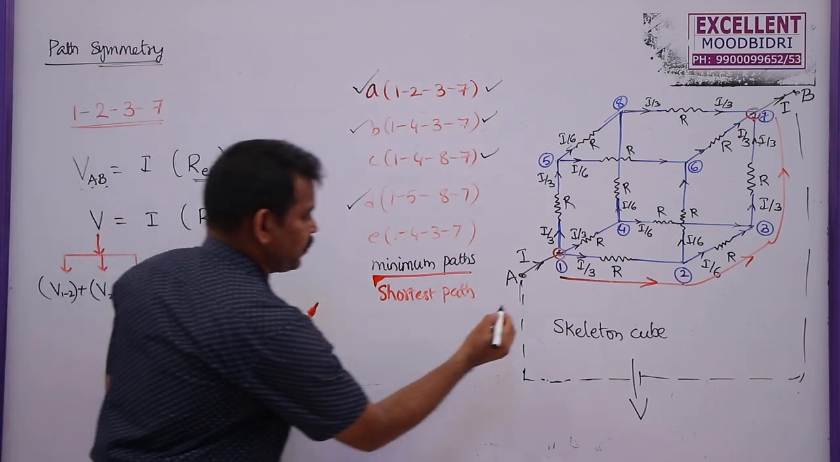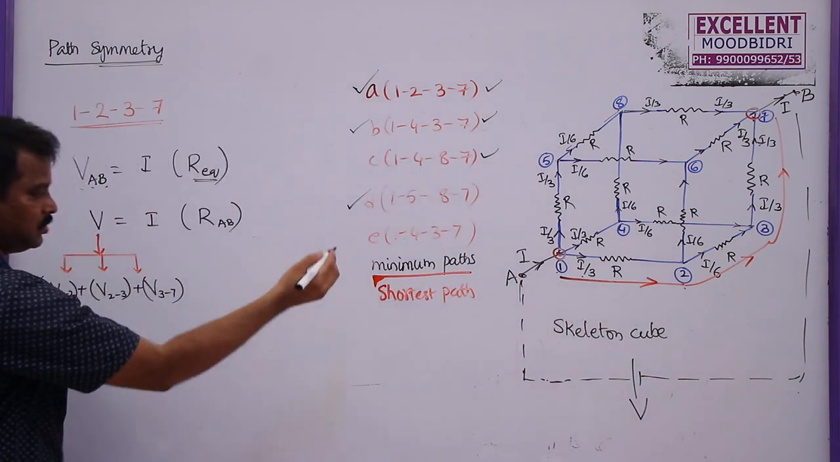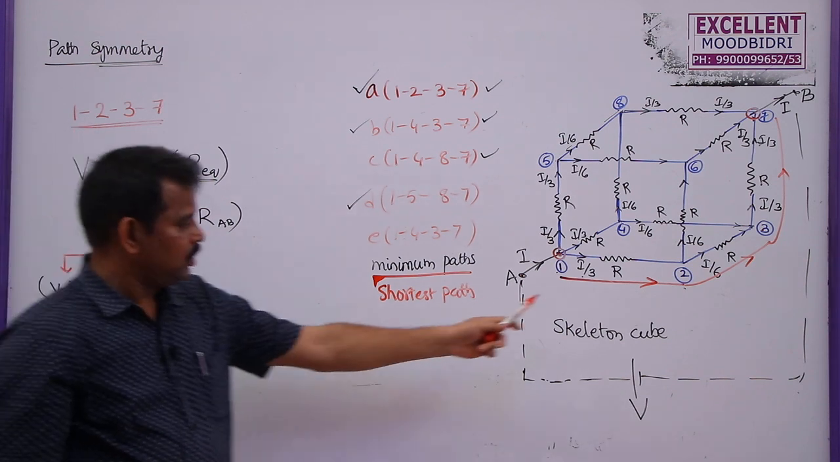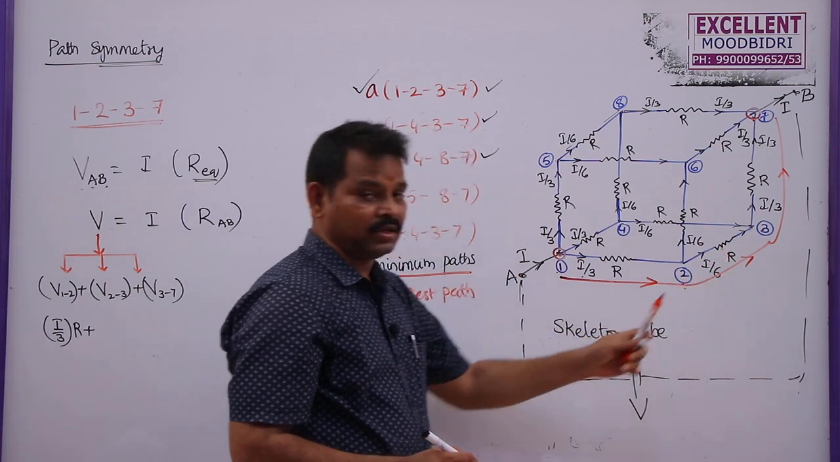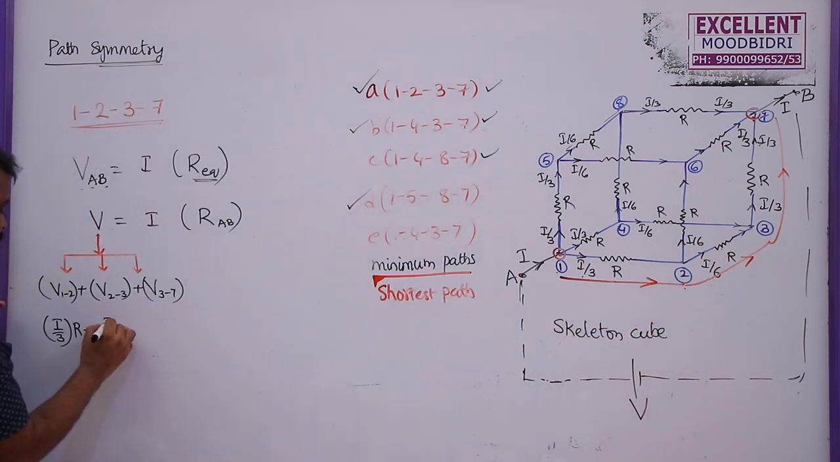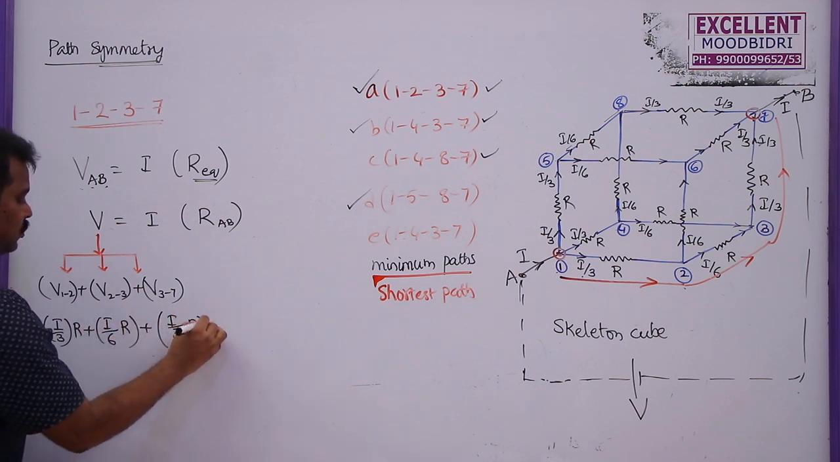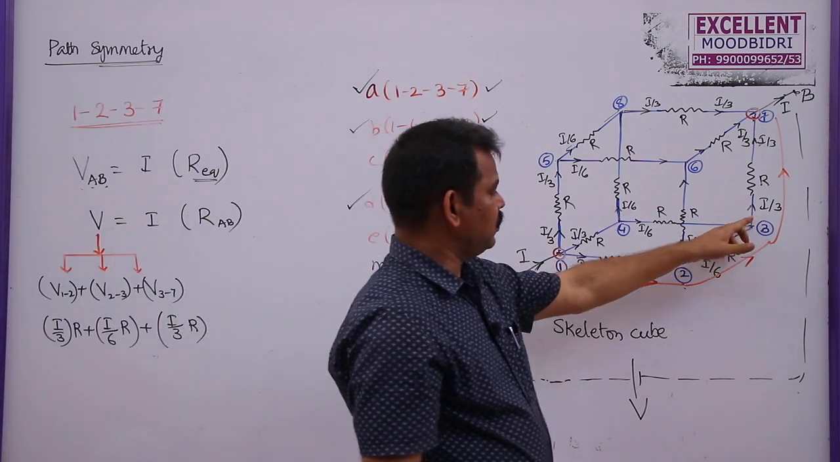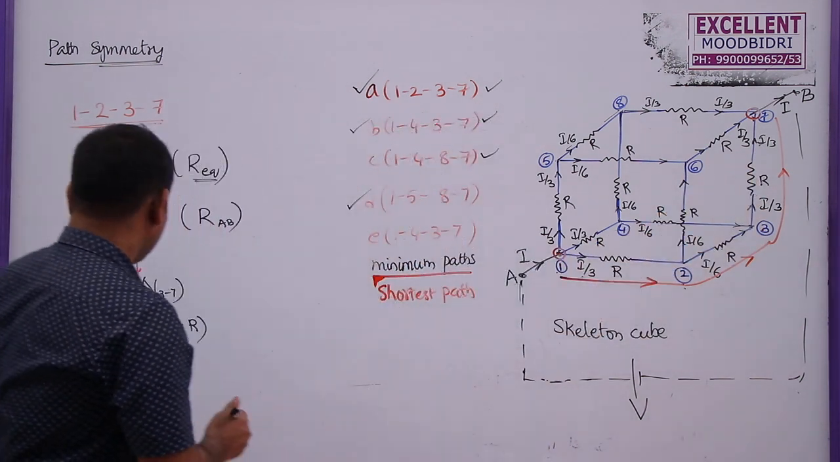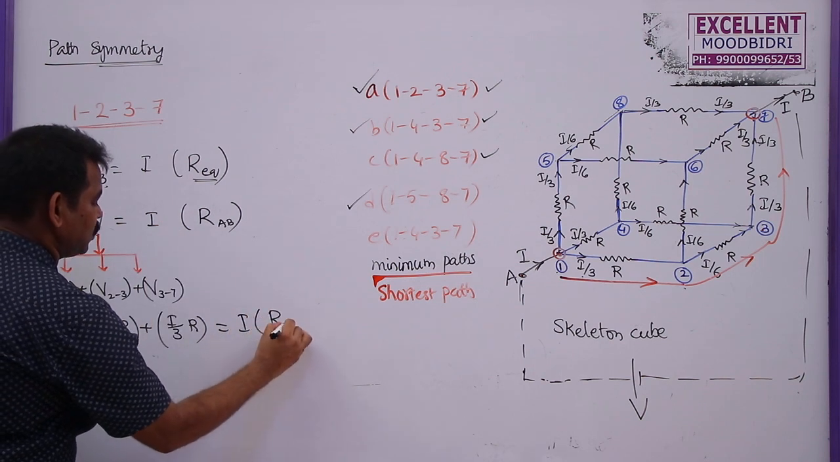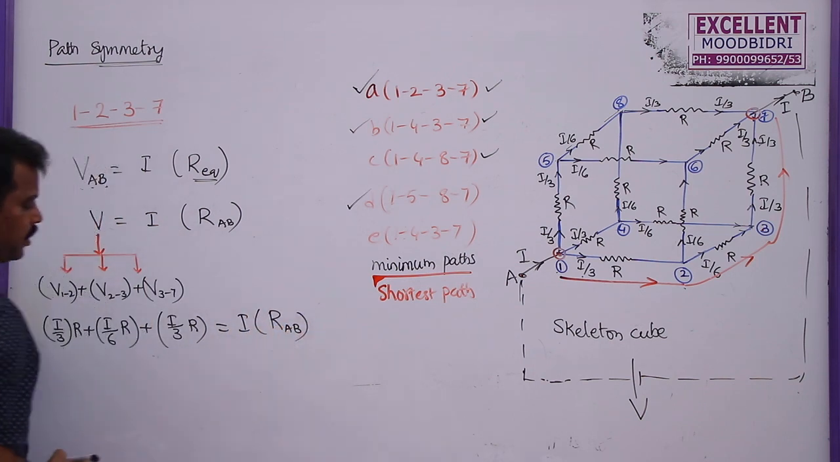The amount of current between 1 and 2 is I by 3, resistance is R. So I can write I by 3 into R. Between 2 and 3, the current is I by 6, resistance is R. So this is I by 6 into R, plus between 3 and 7, the current is I by 3 into R. So this is equal to the total current I into the total resistance, or effective resistance, between A and B.